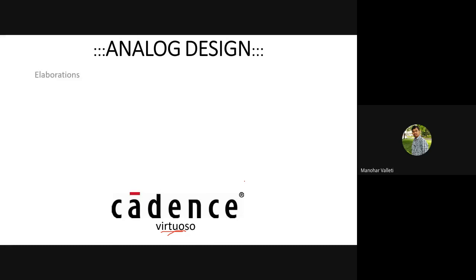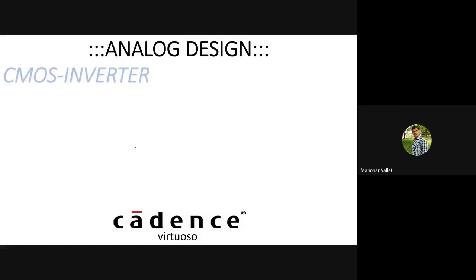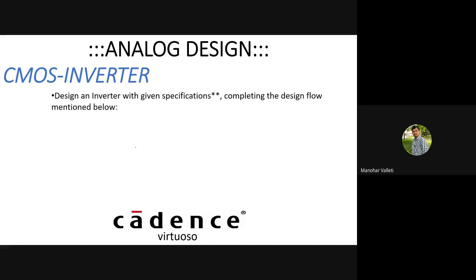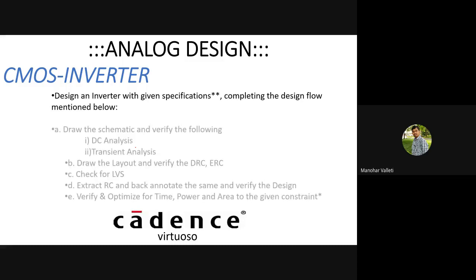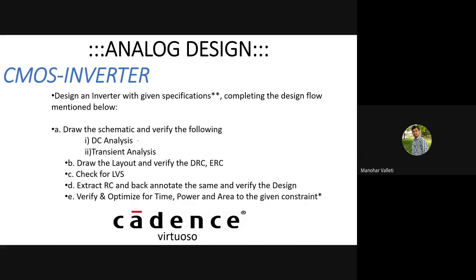So, analog design. Some of the elaborations, if you see: DRC means design rule check, ERC means electric rule check, LVS means layout versus schematic. We'll see the first design, that is CMOS inverter. This is there in the syllabus copy, right? Design inverter, given specifications, completing the design flow mentioned below. First we need to draw the schematic, and verify that schematic with the help of DC analysis and transient analysis.